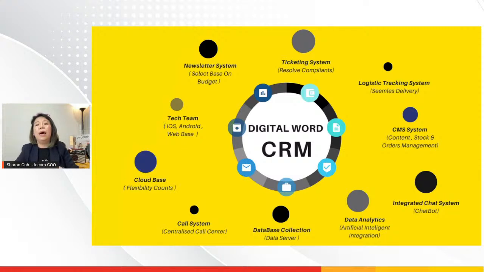If you are looking for software, you are looking for expansion, remember my advice: do not wear a hat bigger than your head. Because if you don't have such a budget, don't spend it first. Spend according to your budget, right? So you have newsletter, then you have ticketing system.